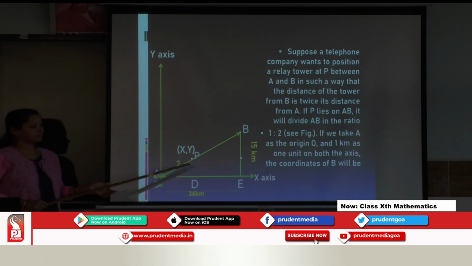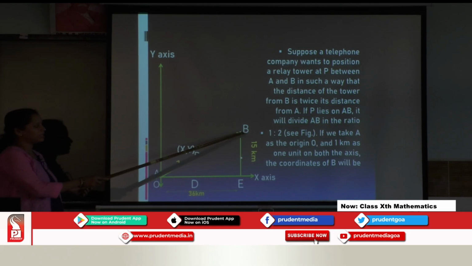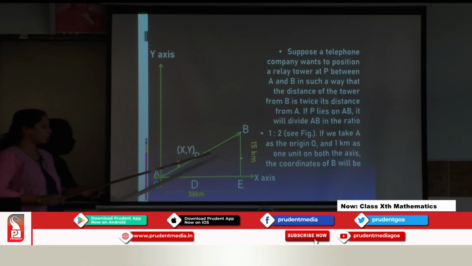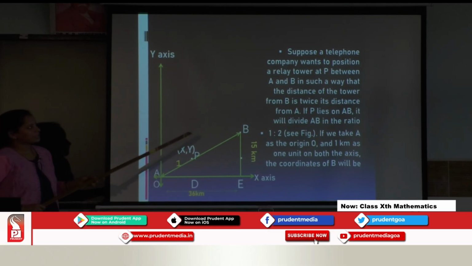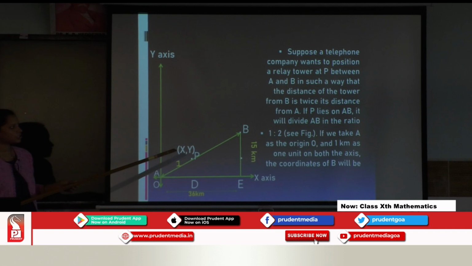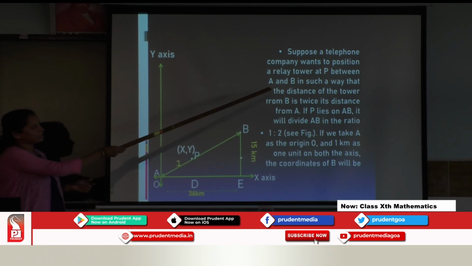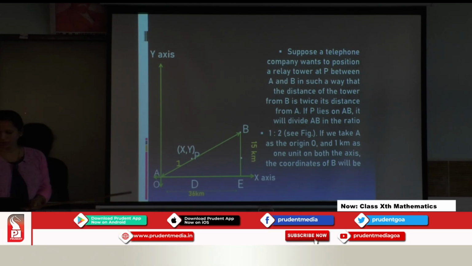So this is the same situation which we have taken for the distance formula, that is town B is situated 36 km east and 15 km north of A. Now here there is point P, that is the telephone company wants to position a relay tower at P between A and B in such a way that the distance of the tower from B is twice its distance from A, that is 1:2 ratio.